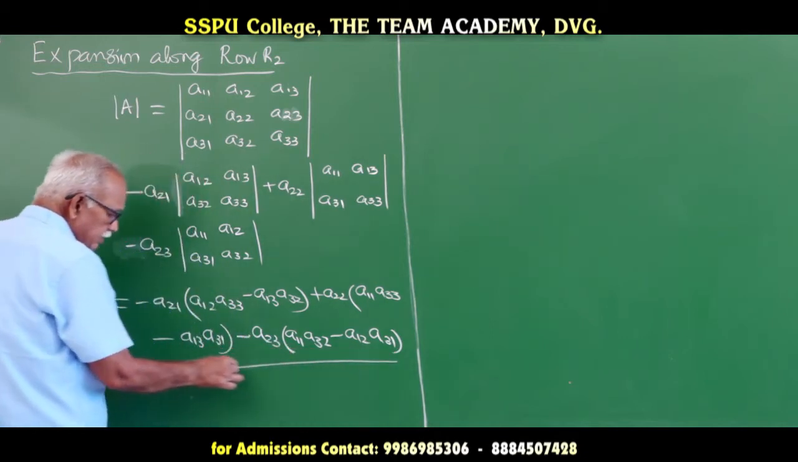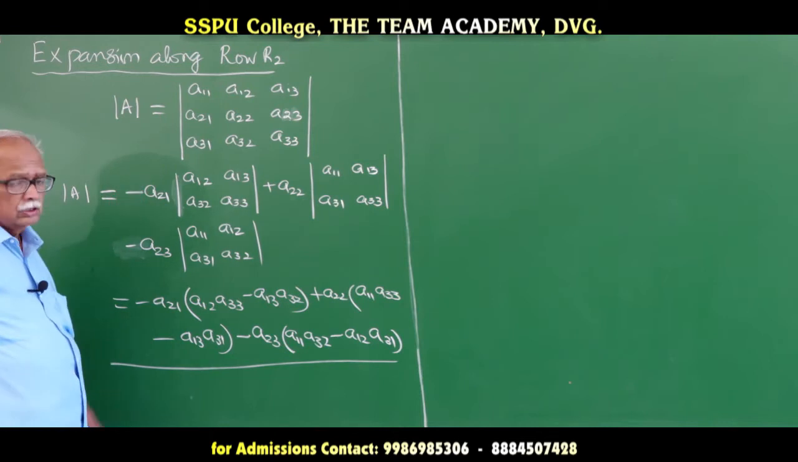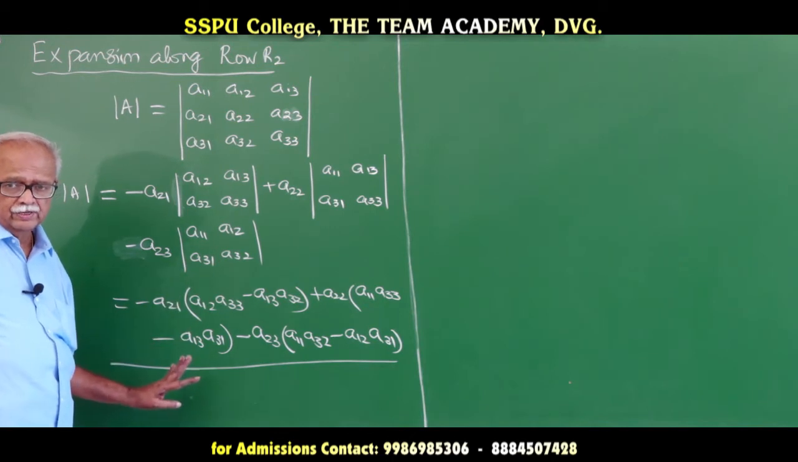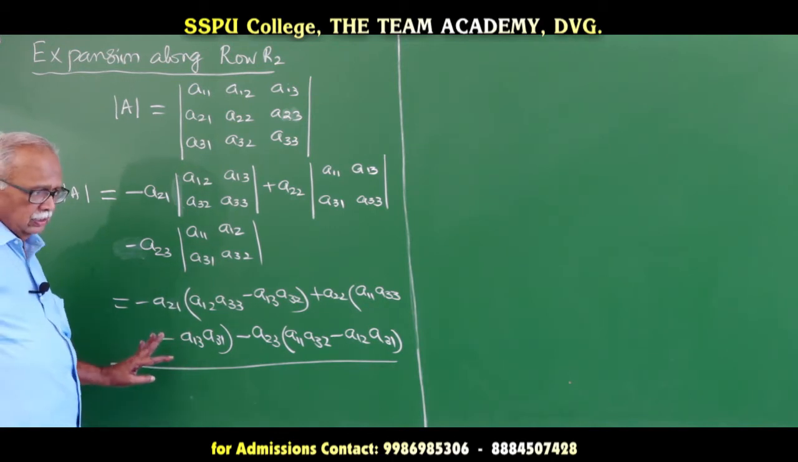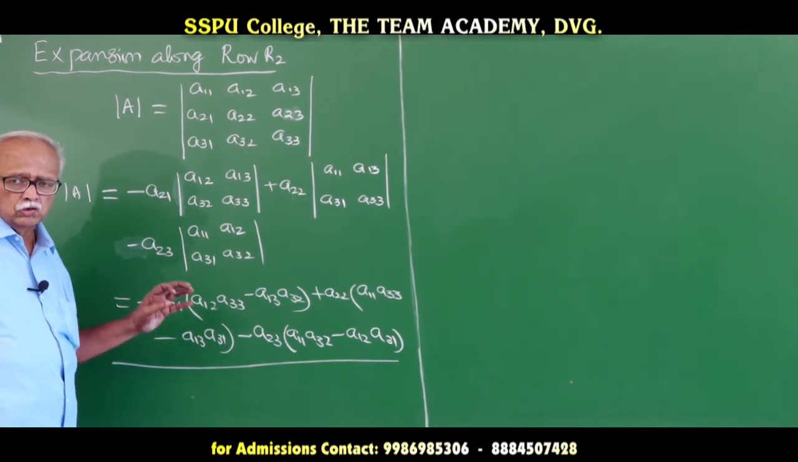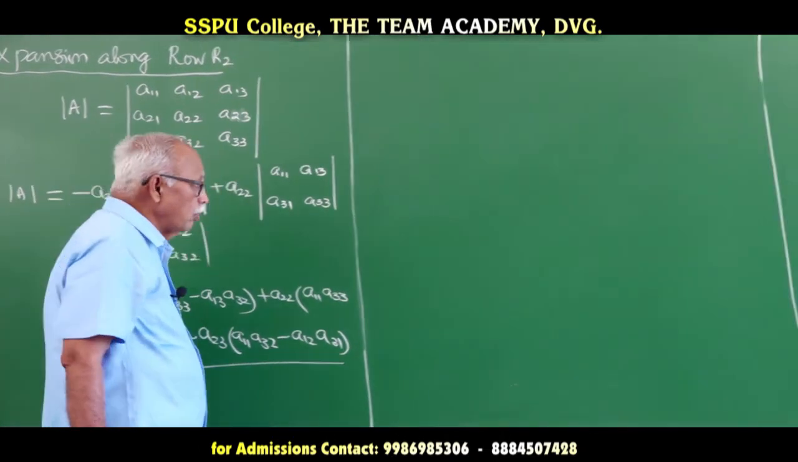So, this is the expansion of the determinant along row R2. This and the first one will be exactly the same, there will be no difference. Now, we have seen two rows, expansion along two rows. Now, we will see one column, how to expand it through one column.